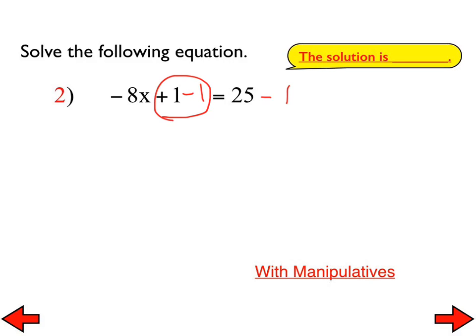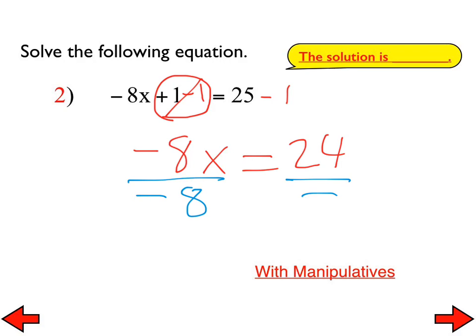We made our 0 right there, which is good. So we are left with negative 8x equals, and then we have 25 minus 1, which is 24. Then the inverse operation to multiplication is to divide. And so I divide both sides like that, and I end up with a solution of x equals 3. And suddenly a bunch of hands went up.